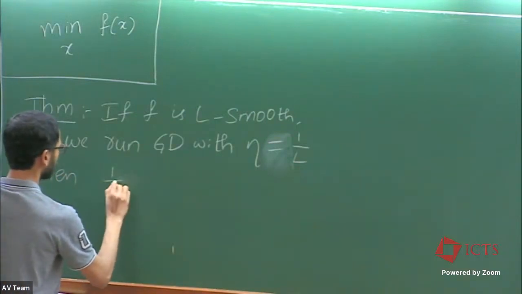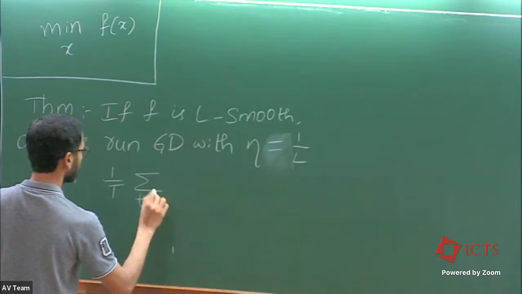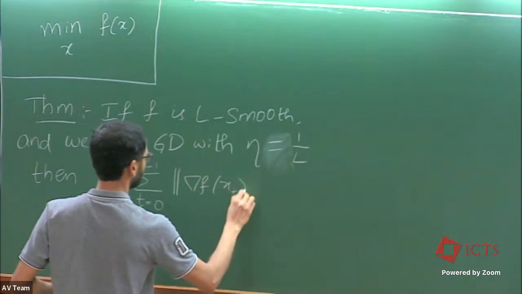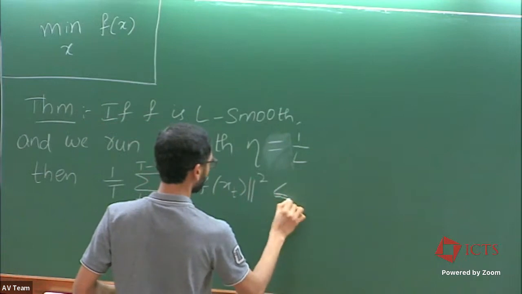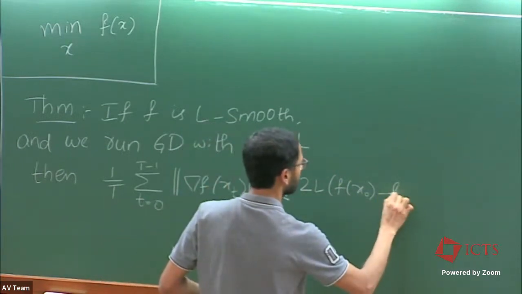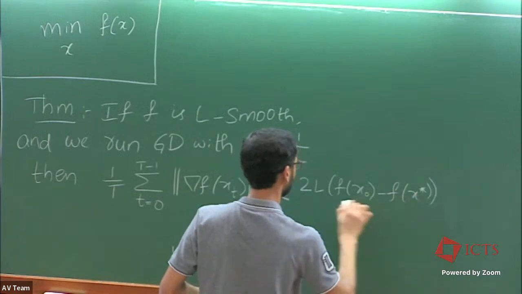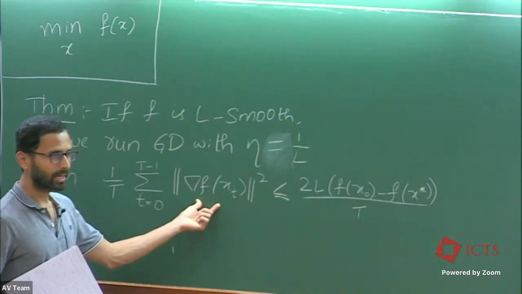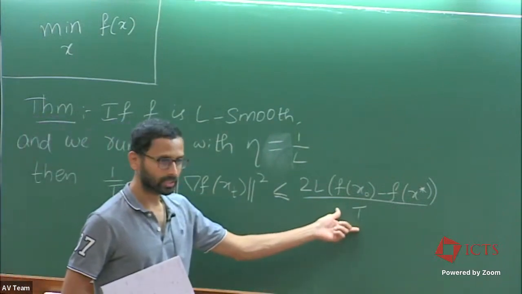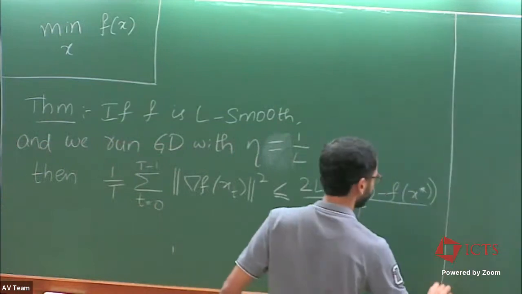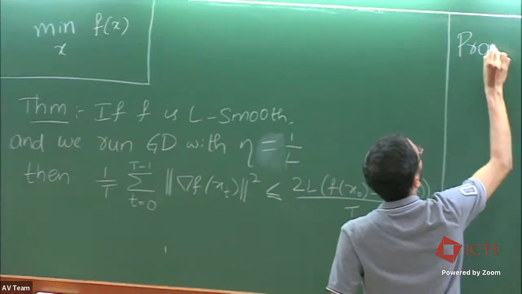Then what we have is that 1 over T summation t equal to 0 to T minus 1 of norm grad f of xt square is less than or equal to 2L times f of x0 minus f of x star, divided by T. So what this says is that if you look at the average norm square of the gradient over all the T iterations, then it goes down as 1 over T. And the proof of this is fairly simple, so we can just quickly do it.